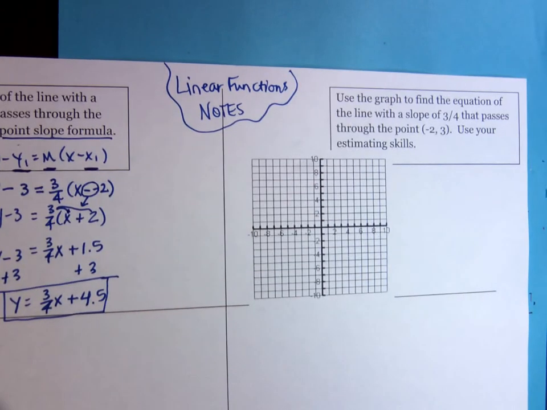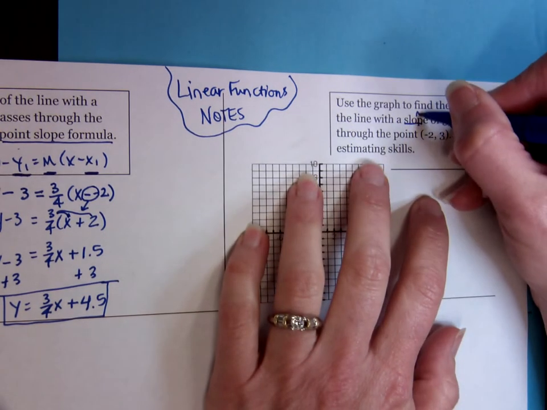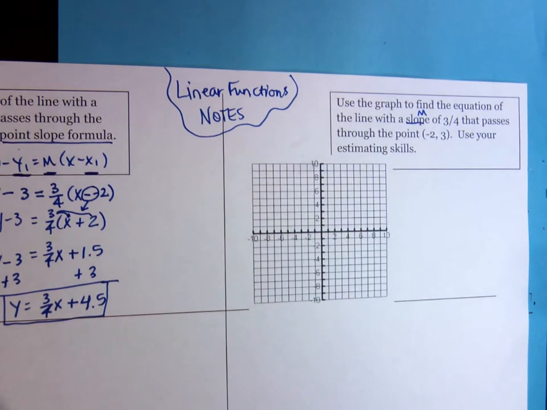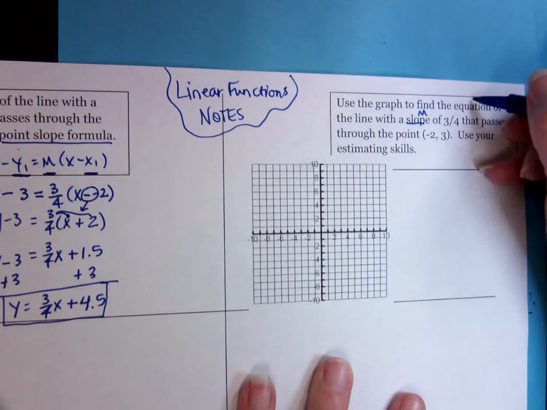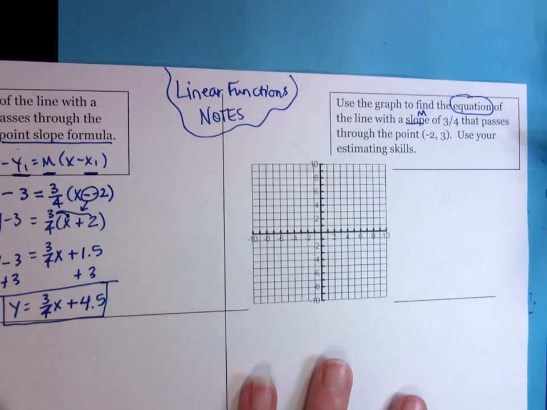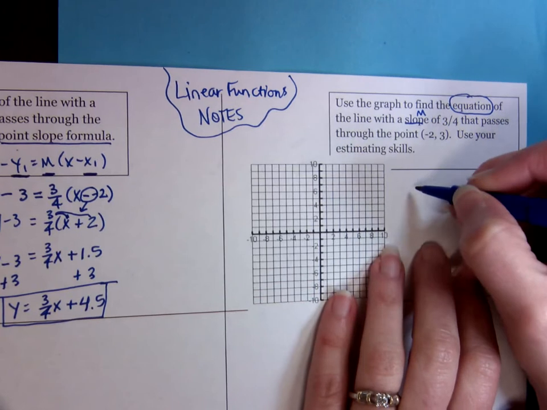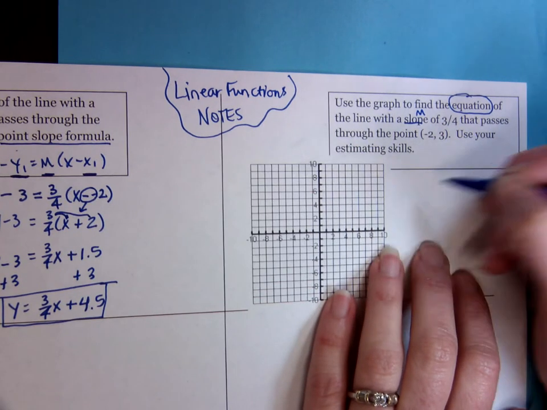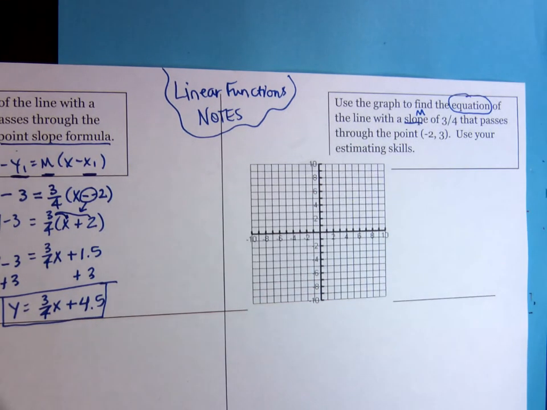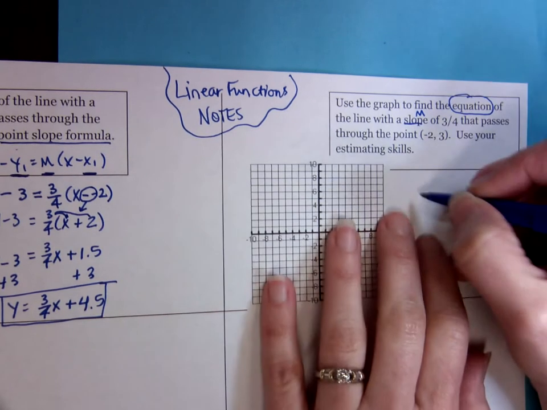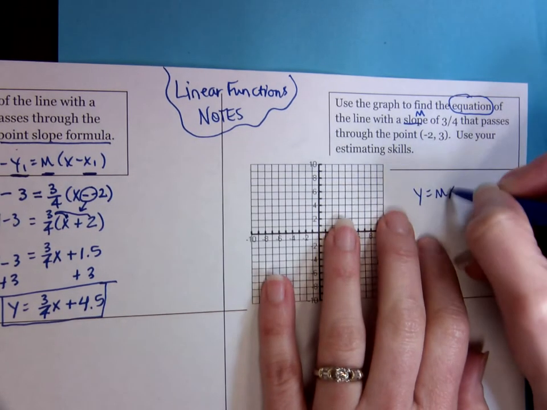Now let's read the second problem. It says use the graph to find the equation of the line with a slope of 3/4. So there's that slope again. Slope is m, we said, that passes through the point -2, 3. And it says use your estimating skills. So first, what is the equation that they're asking for? I don't want the answer because we don't know the answer yet. Equation of the line is b. We want y equals mx plus b.